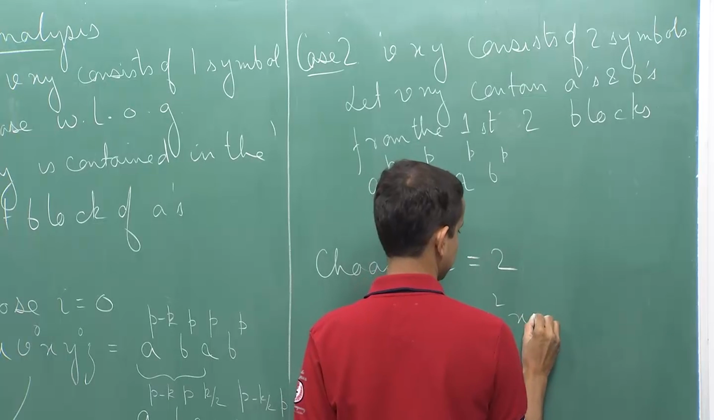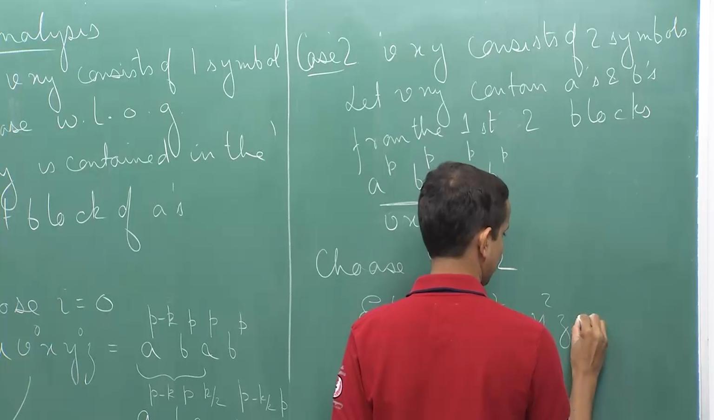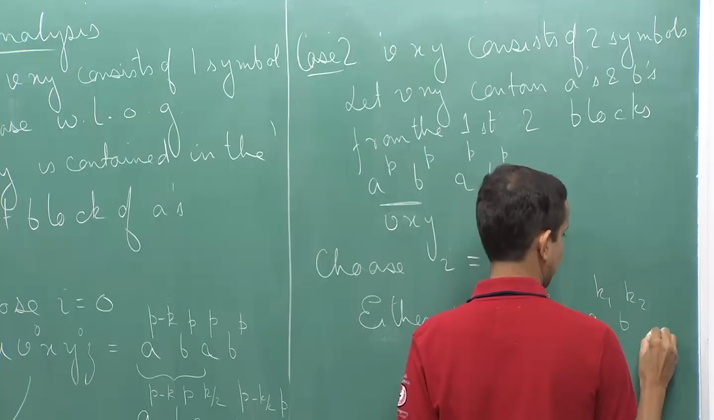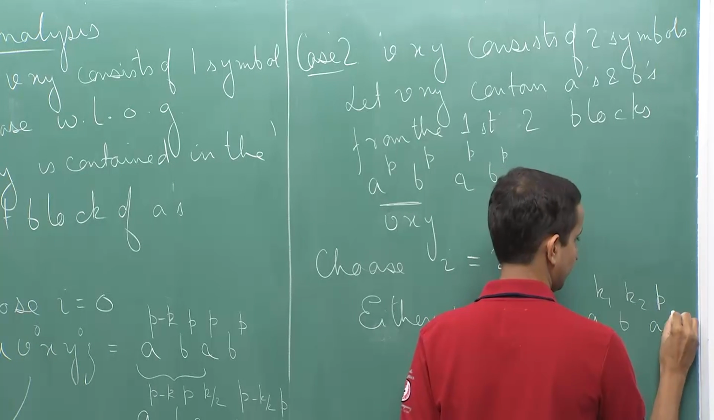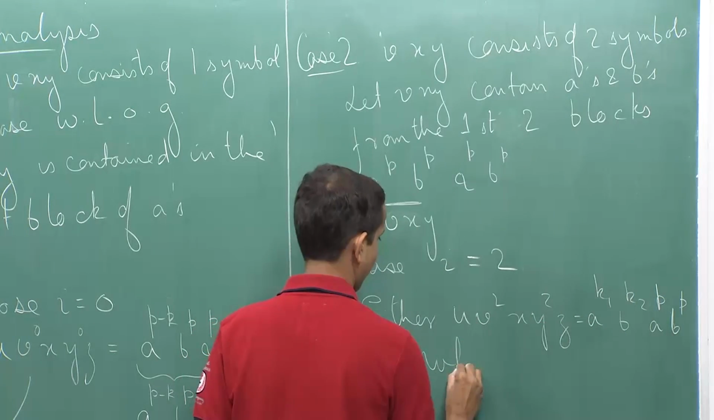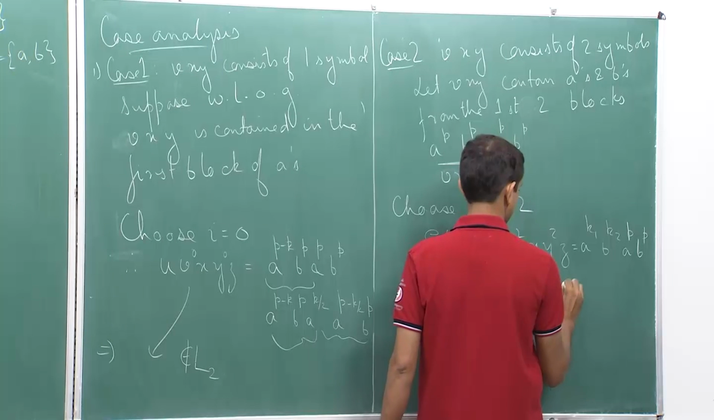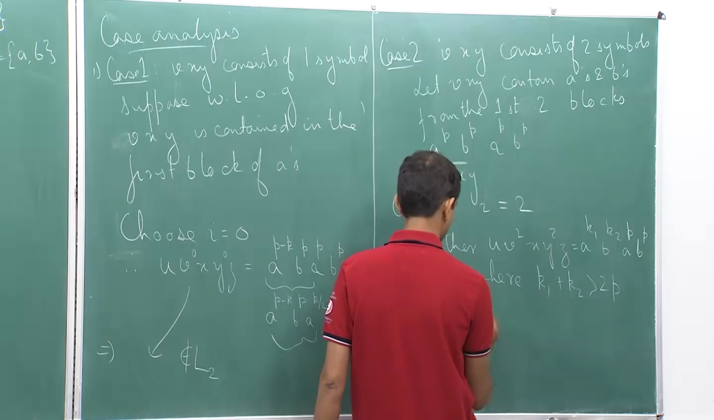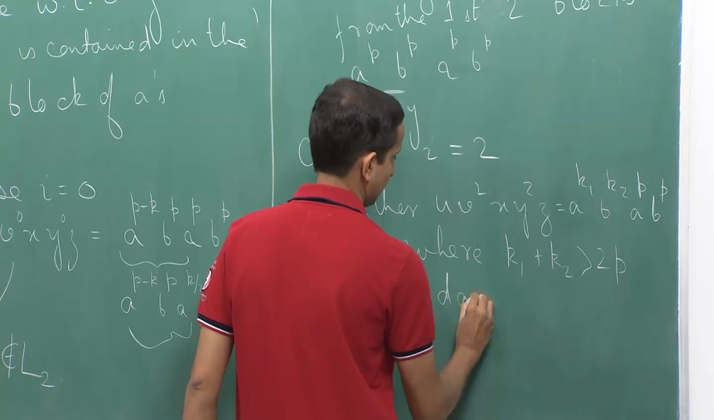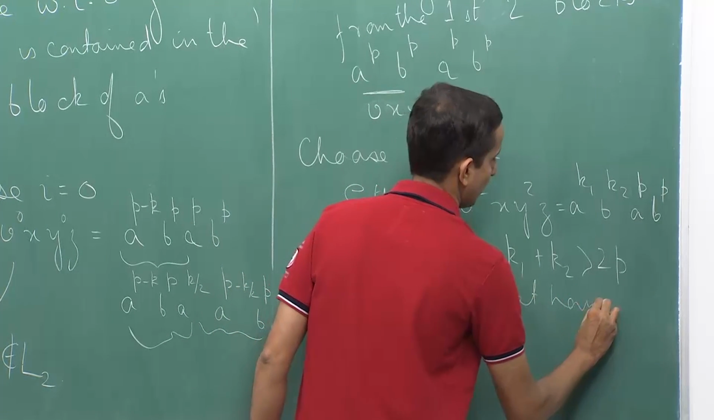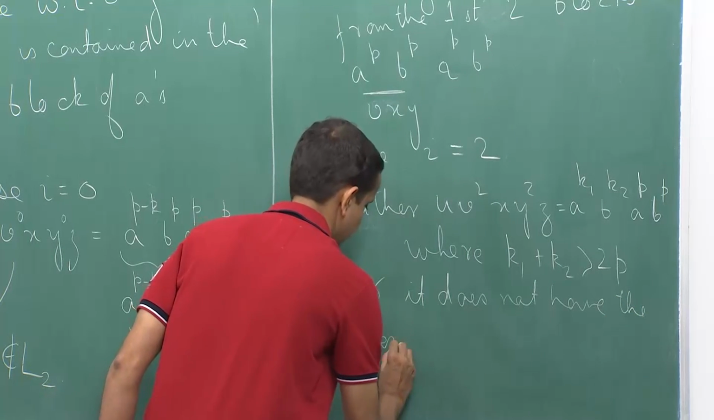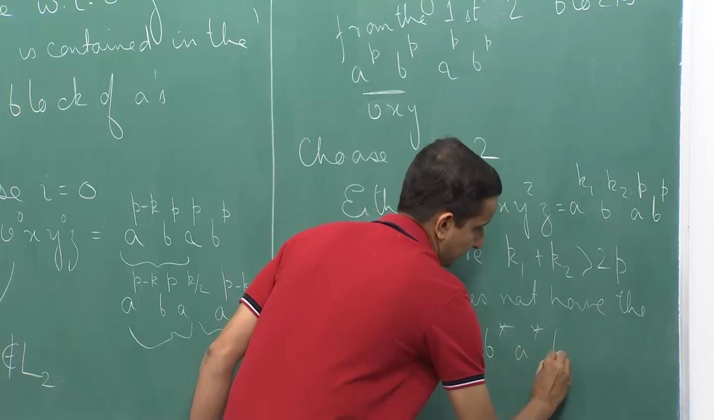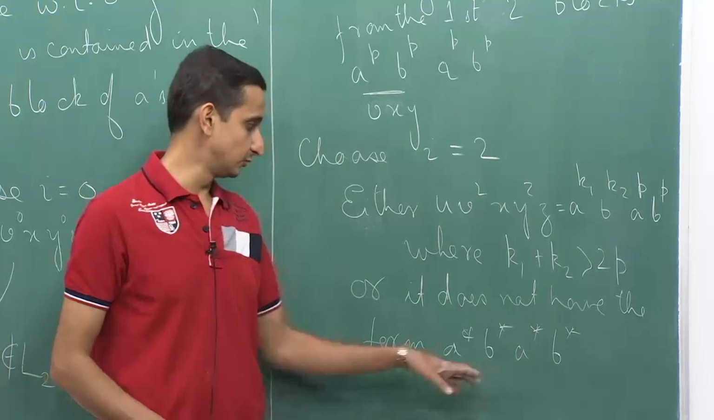So, what this would imply is that either u v square x y square z is equal to some a to the power k1, b to the power k2, a to the power p, b to the power p, where k1 plus k2 is strictly greater than 2p, or it does not have the form A star, B star, A star, B star. Okay, so one of these two things will happen.